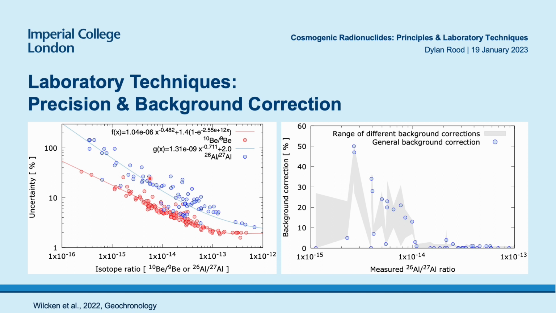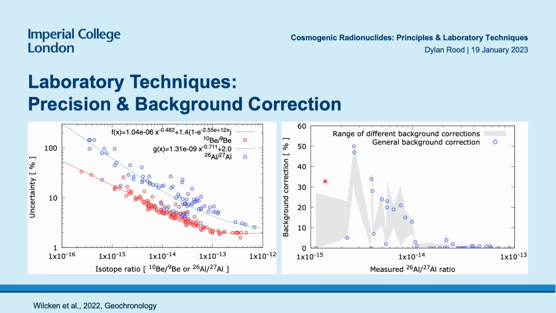These are extremely low concentrations, and it is absolutely essential that everything is done correctly in order to achieve the kind of optimal precisions that we expect to see. Anything goes wrong, and all of a sudden these uncertainties blow up enormously.